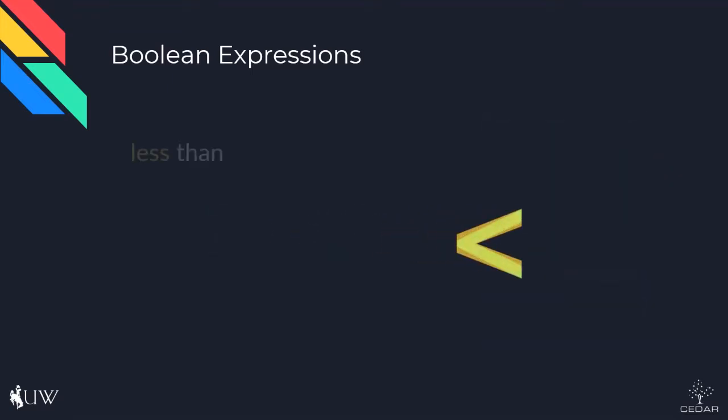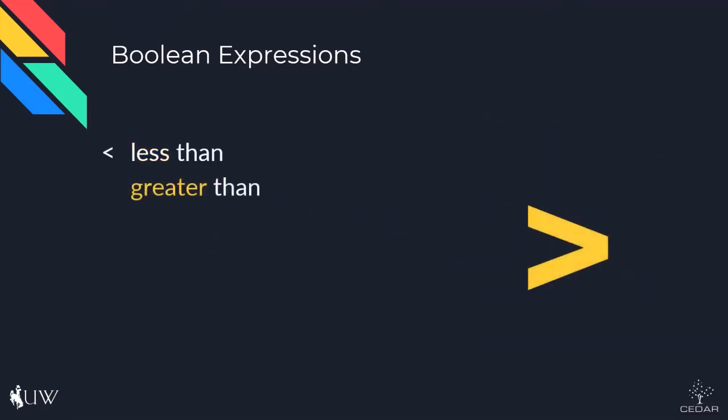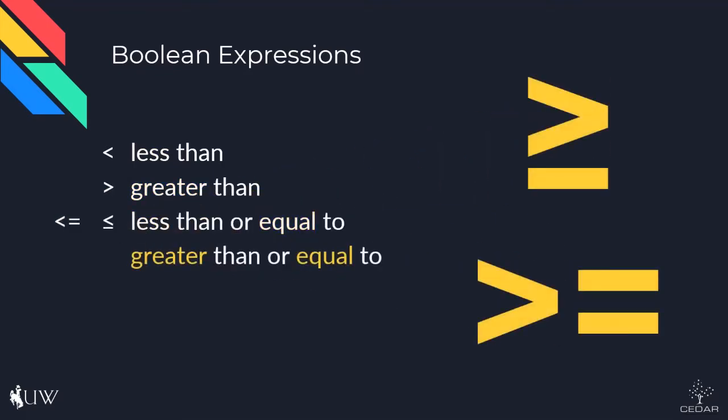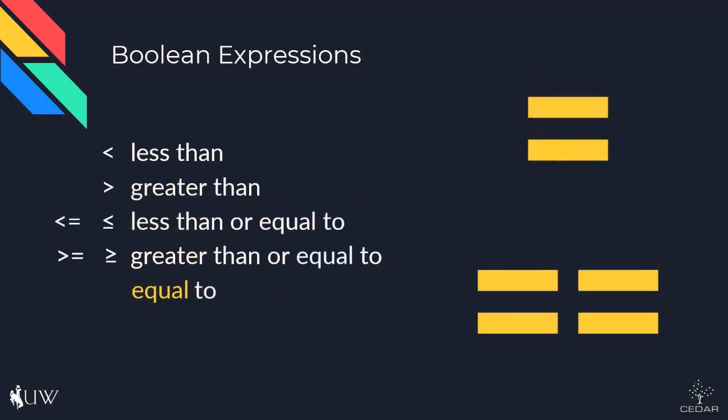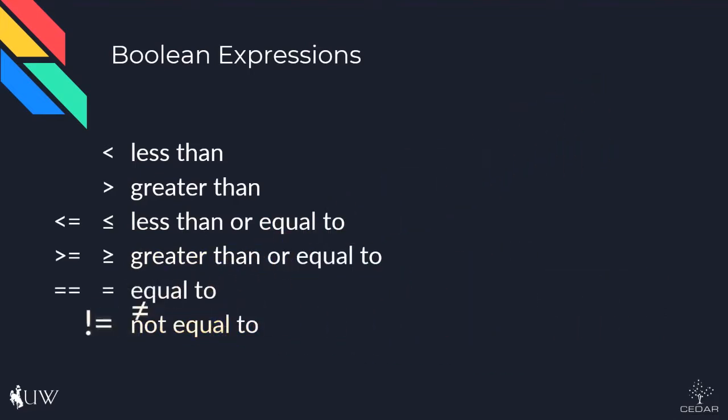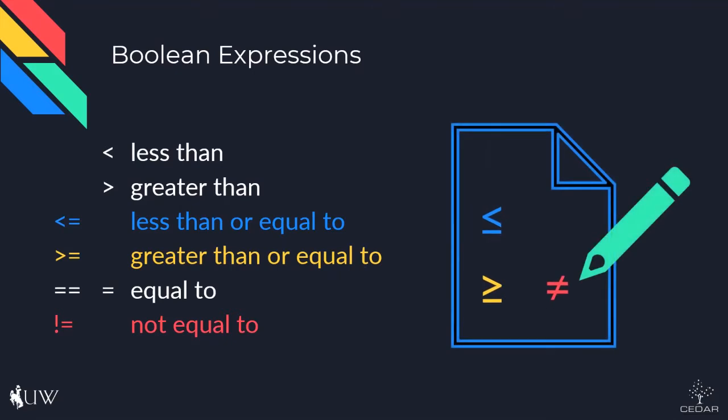This is less than. Then we have greater than, less than or equal to, greater than or equal to, and not equal to. Although less than or equal to, greater than or equal to, and not equal to are easy to write down on paper, they're not so easy to type into a computer.